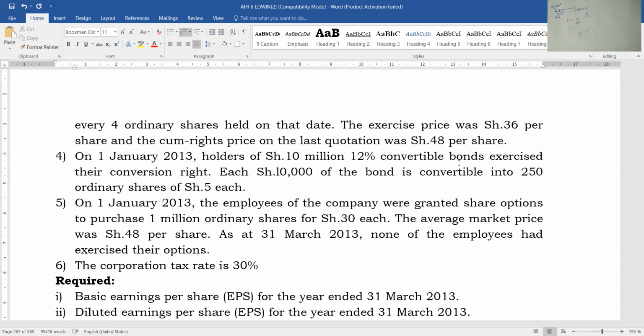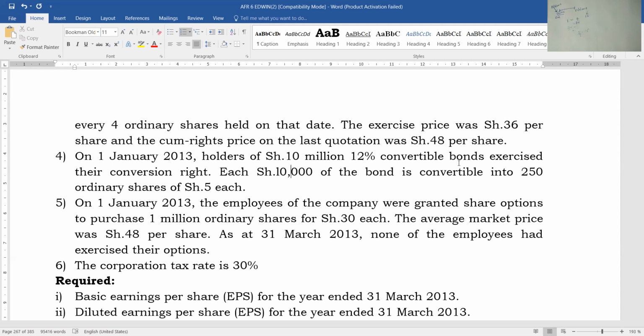Under diluted earnings per share, you are supposed to use the securities which are likely or unlikely to be converted to ordinary shares. But under basic, which is what we are doing, you just use the securities which are converted to ordinary shares. That is why I'm explaining it in this scenario.